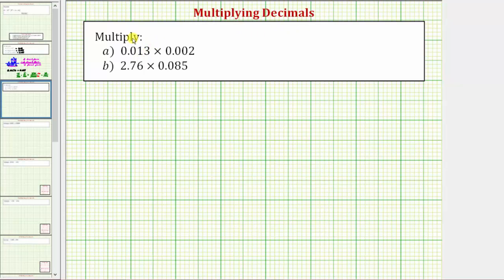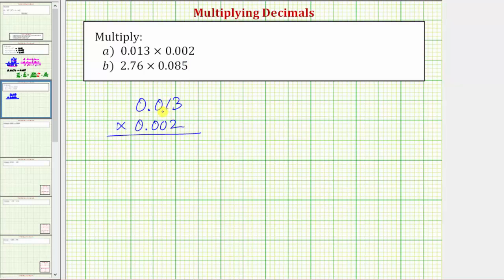We're asked to multiply. Notice both products involve decimals. So for part A, we have 0.013 times 0.002. Let's first write this product vertically. So we have 0.013 times 0.002. Next, we need to determine the number of decimal places in each of these decimals.